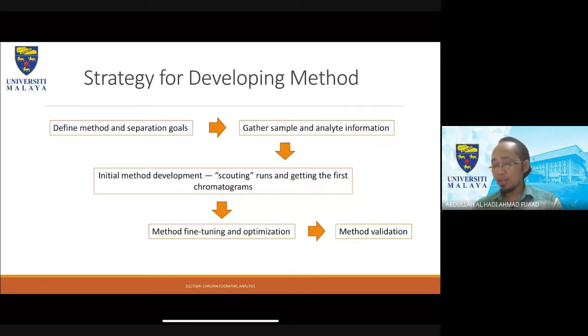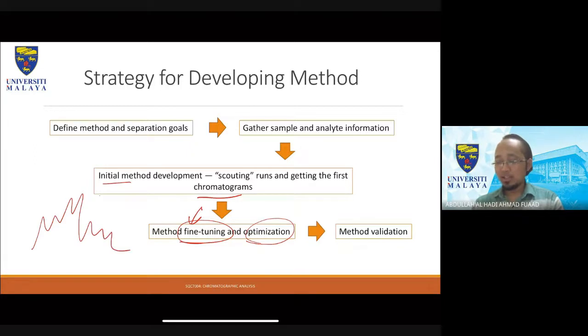Then once you have your first chromatogram, you will fine tune it and optimize it until you get what you want. So if initially you have 5 peaks like that, and this is the compound of interest, you might want to do a lot of fine tuning and optimization, so that perhaps towards the end of the day, what you'll get is something like this, 1 big peak, and this is still your peak of interest. So it depends on your goal, and how you want it to be.